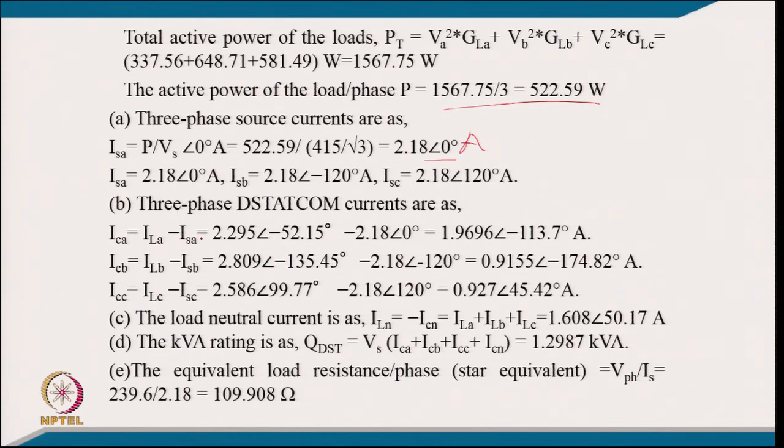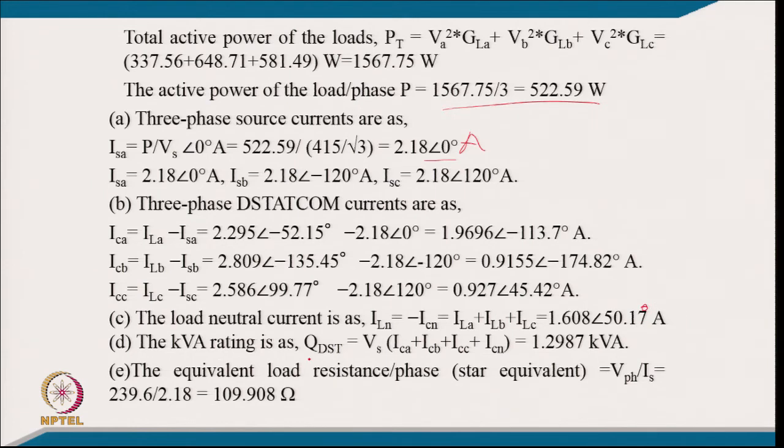So, ICA will be ILA minus ISA, and giving the value it comes 1.9696 at the angle of minus 113.7 degree ampere. Similarly, ICB, that is for the second phase of the STATCOM, putting the value it comes 0.9155 at the angle of minus 174.82, and similarly for the C compensator leg, putting the value it comes 0.0927 at the angle of 45.42 degree ampere. The load neutral current will be equal to the compensator neutral current, and that will be the sum of all three phase load currents. It comes 1.606 at the angle of 50.17 degree.